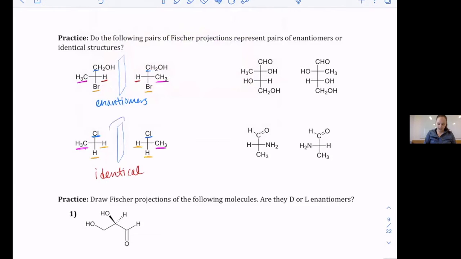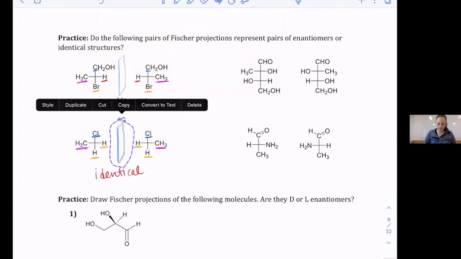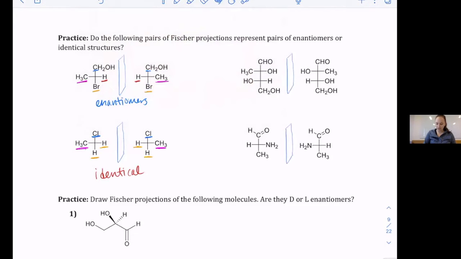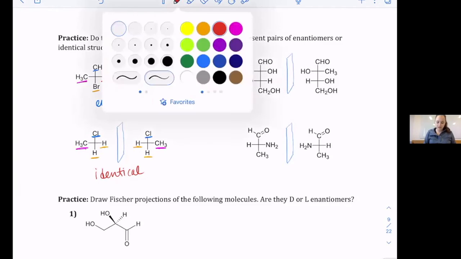Okay, so now let's try another one. Put our mirror image here. I'm going to go ahead and put our mirror plane on all 4. Okay, so let's check to make sure that these are mirror images of each other and that everything is chiral.